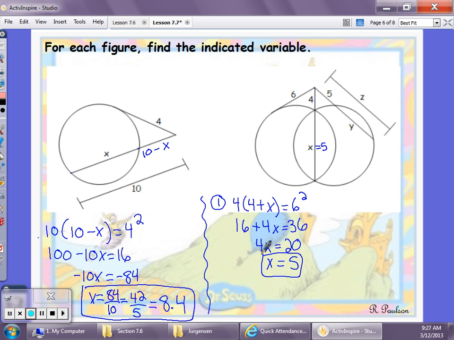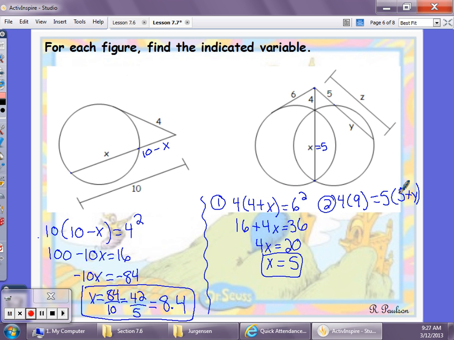So let's try to find y. If we look at y, y again is part of the secant segment. So now that we know this entire secant segment, we can use the second theorem that we talked about today. So we can now take the external part of one secant, which is 4, times the entire secant, which is 9. We can set that equal to this external segment times the entire secant segment, which is going to be 5 plus y.